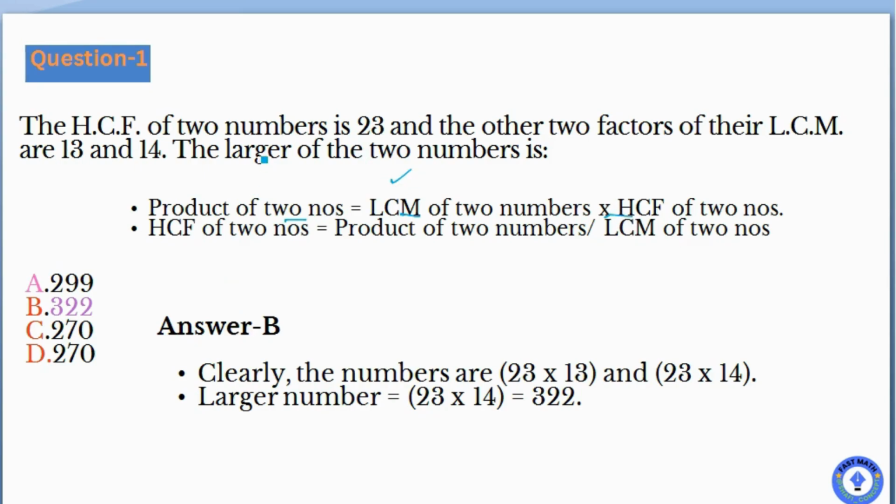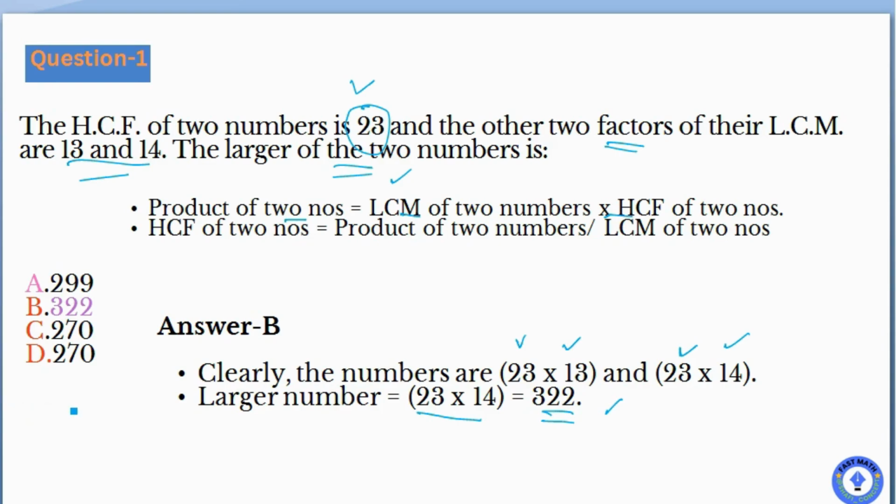As per the problem, the HCF is given as 23. That means it is the highest common factor. What will be the numbers? You just have to multiply this with the other two factors of LCM. That is, the two numbers will be 23 into 13 and 23 into 14. What will be the largest number as per the problem asked? 23 into 14 will be the highest, because we are multiplying with 13 one time and 14 one time as per the problem given here. The answer will be 322.